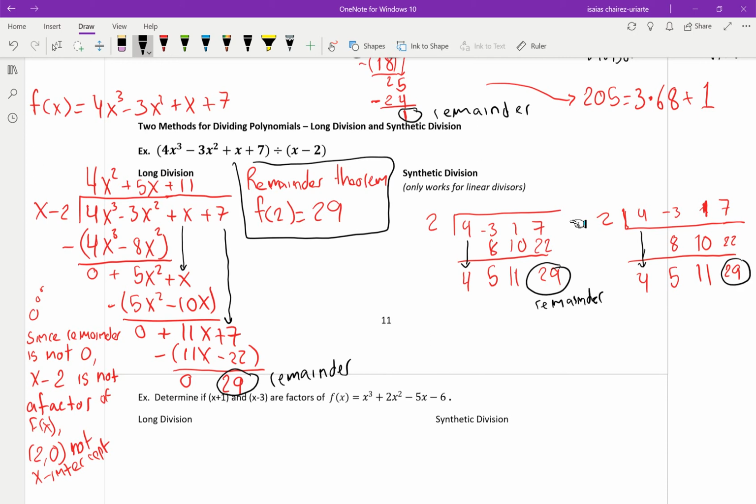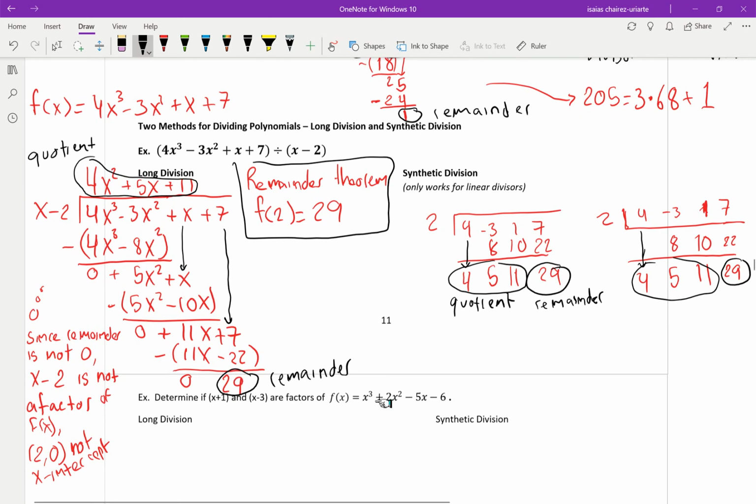This is the remainder. This other part right here is my quotient. Think about the quotient that we got earlier with long division. The quotient was 4x squared plus 5x plus 11. Well, that's exactly the coefficients here: 4x squared plus 5x plus 11. And our remainder was 29. So this is our quotient up here with long division. Same thing over here: this is the quotient, and this is the remainder.